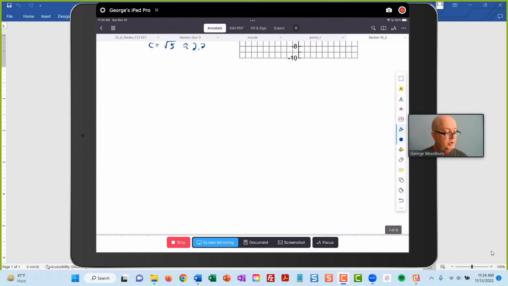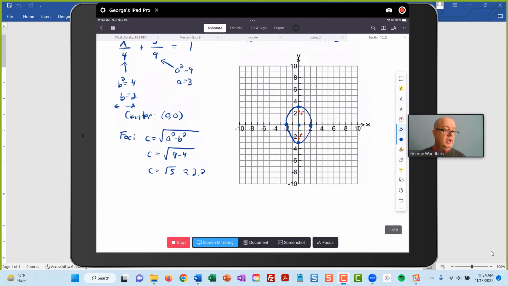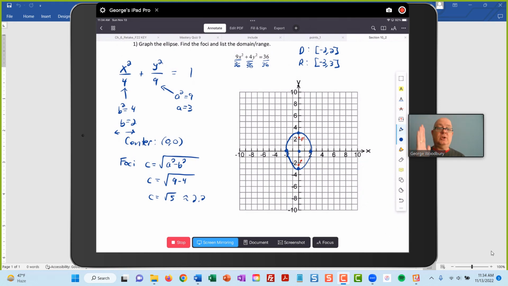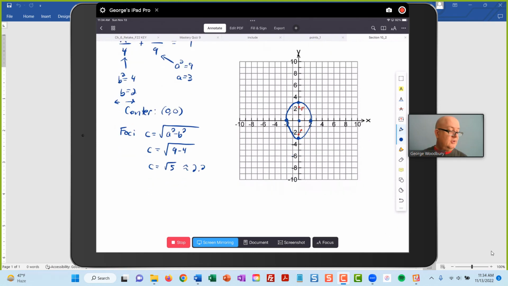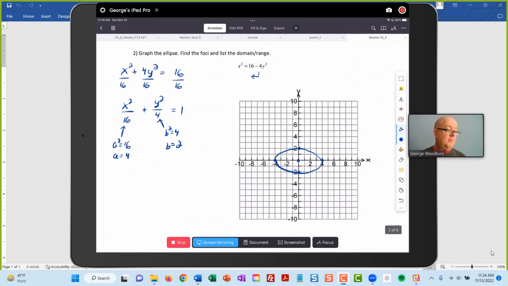Now this time the major axis is horizontal, right? In the first problem that we looked at, the larger denominator was under y, so the major axis was the vertical one. This time it's horizontal, and that means that the foci are going to be on the horizontal axis instead. C equals the square root of a squared minus b squared. C equals the square root of 16 minus 4, which is the square root of 12. And if we simplify that, that's about 3.4.